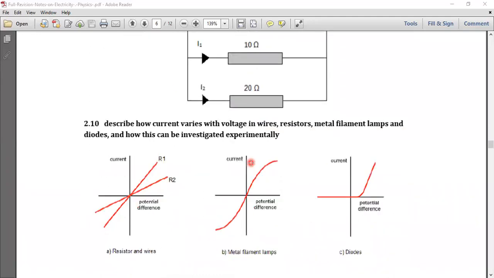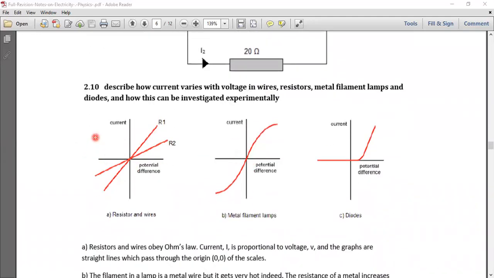Okay, you must keep in mind these graphs that are used for a resistor and wires, a metal filament lamp and diodes. These are constant graphs. You must get practiced with this. That is the IV graph, that is current and potential difference. This is the graph for a resistor and wire. It is a metal wire.